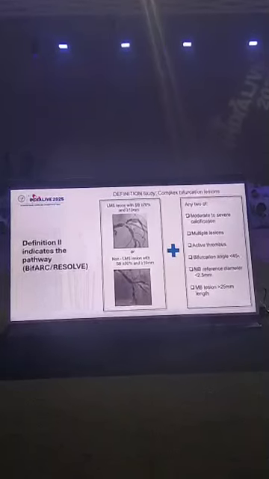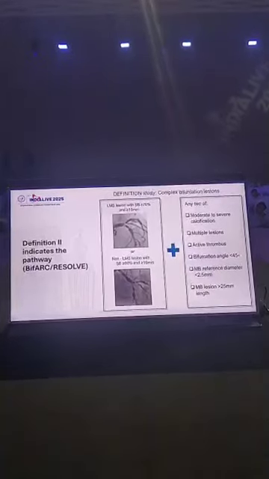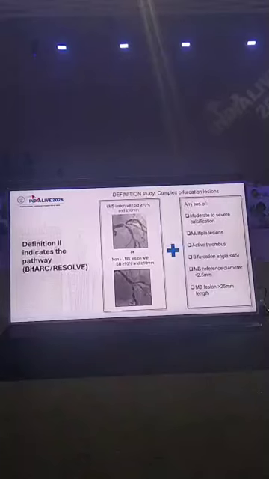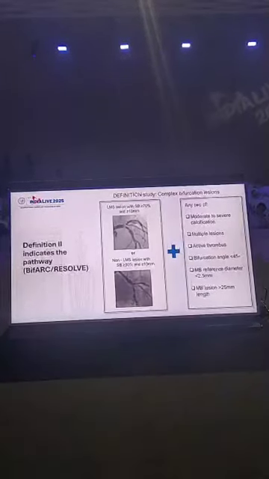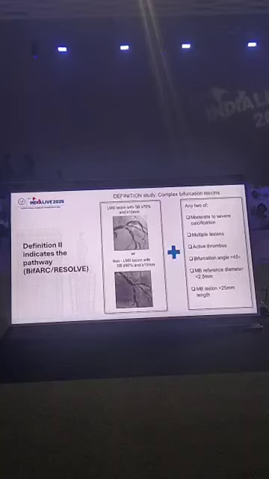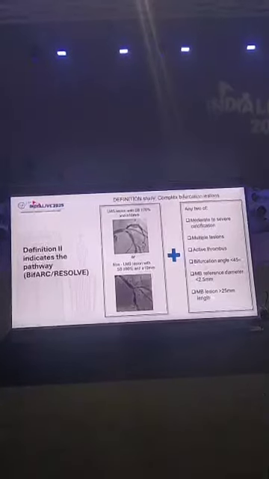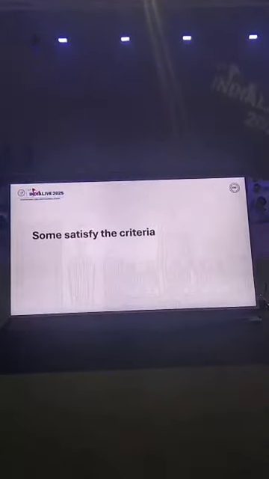You can make this a reference diameter more than 2.5, you can large in diameter, and maybe even the region more than 25. So these are the 5 or 6 subsets. If two are present, then it becomes a complex subset, and it requires two stents from the beginning. So then you can go with an angio.